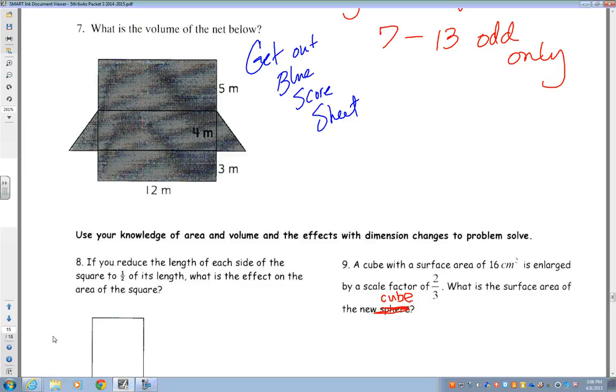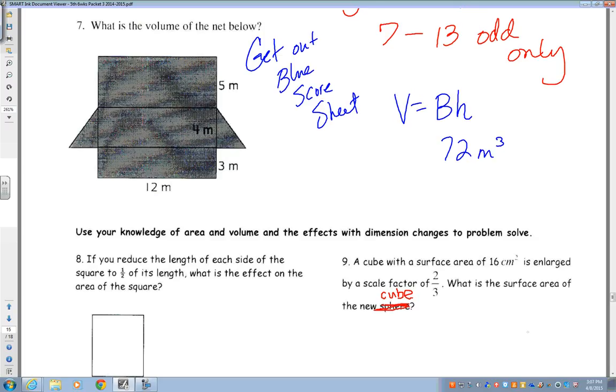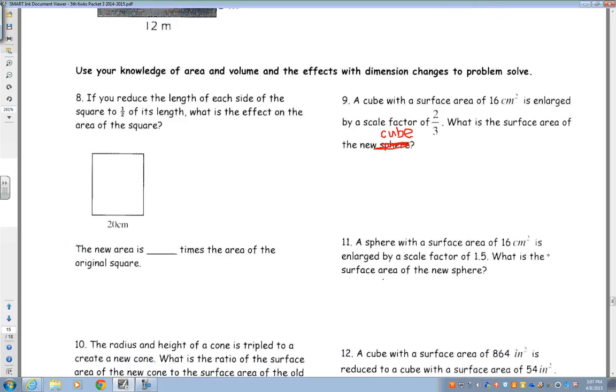All right, I'm thankful that the very first problem you had to do, which means you really understand the concept of volume, because volume is the area of the base times the height, because you will be given nets, and I will expect you to find the surface area or the volume of that net. We had 100% on this. This was 72 meters cubed, so I'm thankful on that. Now we got to talk about the remainders.